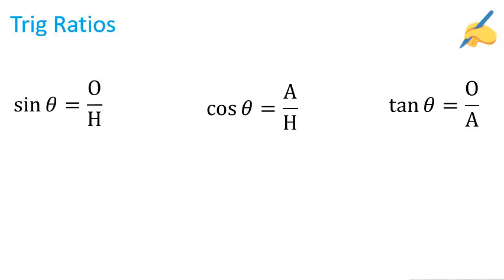Throughout this topic, we will use the trig ratios. These are as follows: sine equals O over H, cos equals A over H, and tan equals O over A.